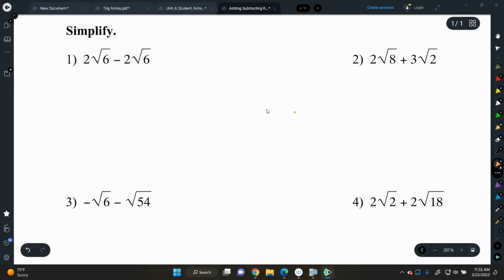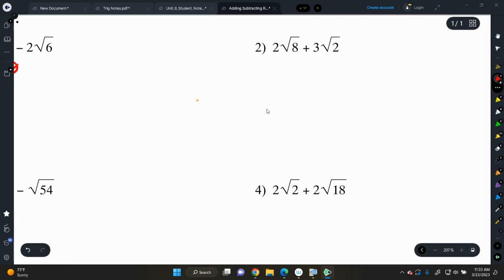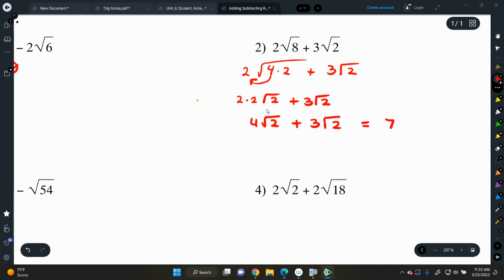Okay, so we already discussed the first one. If I have 2 of these root 6s and I give away 2 of the root 6s, I'm left with 0 of the root 6s. Okay, number 2. They don't appear to be like terms, but I can simplify the 8. I can make that a 4 times 2, and I know the square root of 4 is 2. So now I have 2 times 2 root 2 plus 3 root 2. That gives me 4 root 2 plus 3 root 2, which equals 7 root 2.